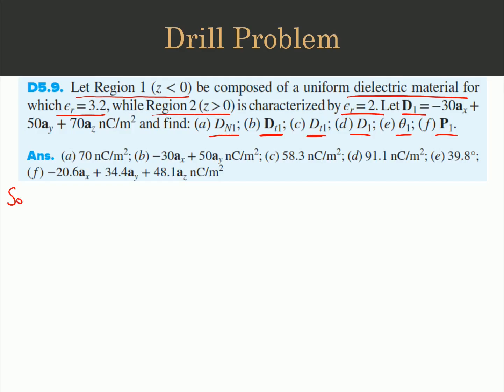So in order to solve such kind of problems, you first need to visualize it. So it means that if we have a boundary, the boundary is between two dielectric materials. So this is our boundary.